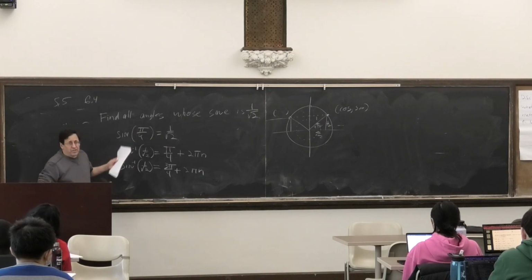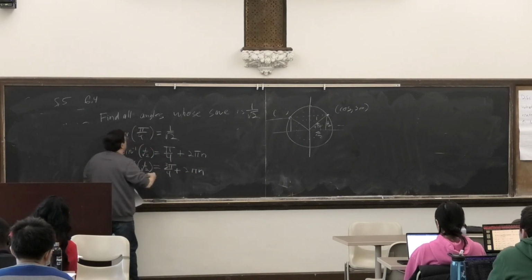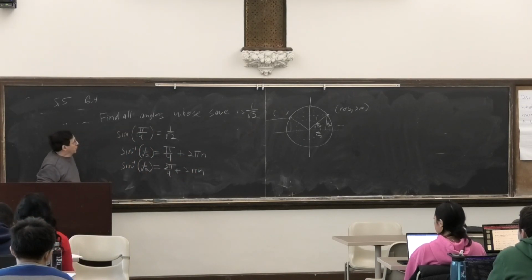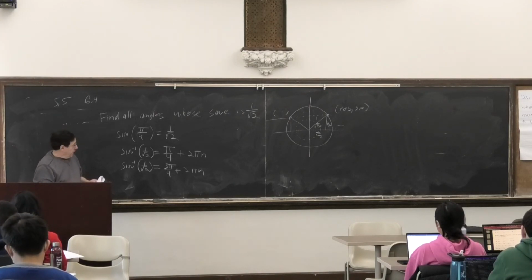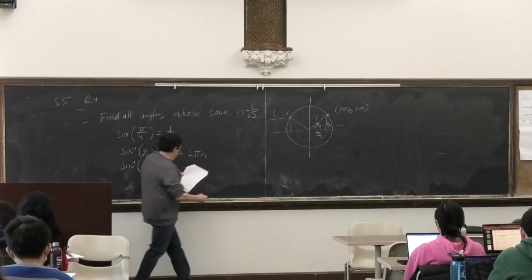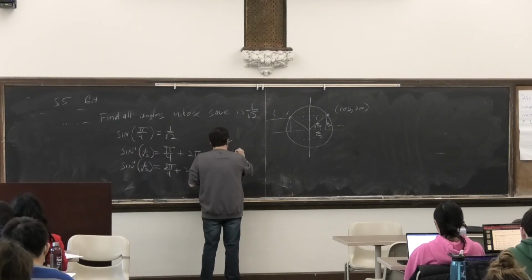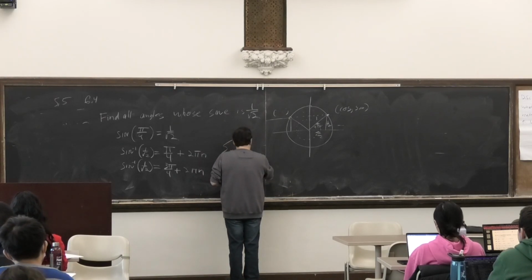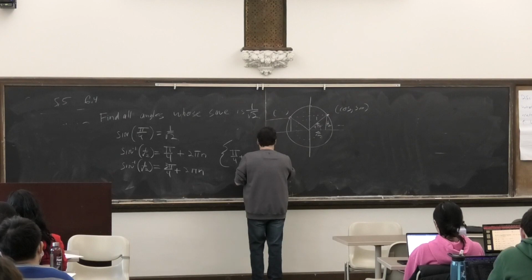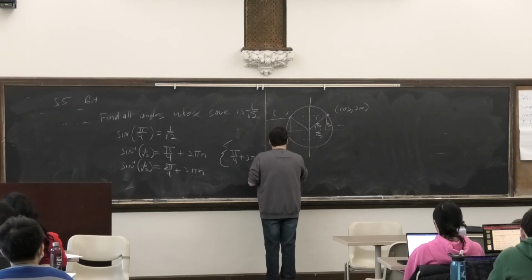And that's the answer. There's an infinite number of them. Every one of these values, finding the sine, will give you 1 over the square root of 2. And I write that this way: pi over 4 plus 2 pi n, comma, 3 pi over 4 plus 2 pi n.